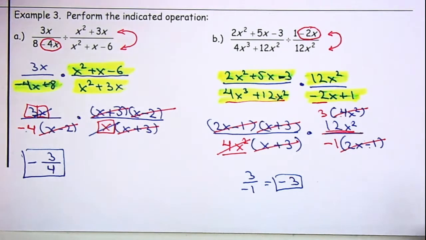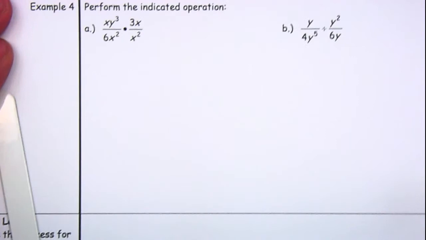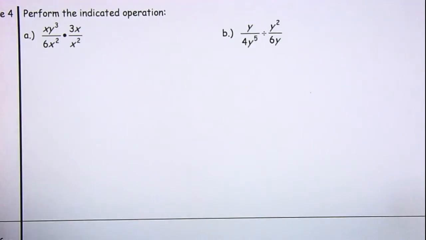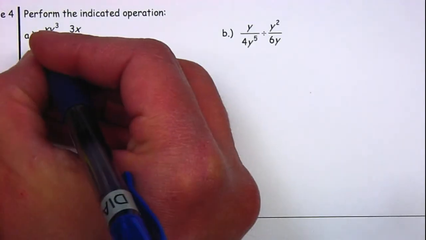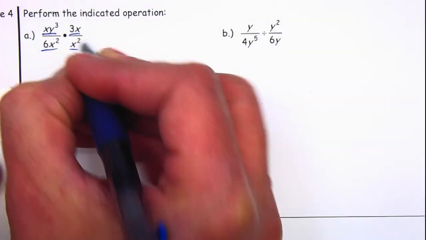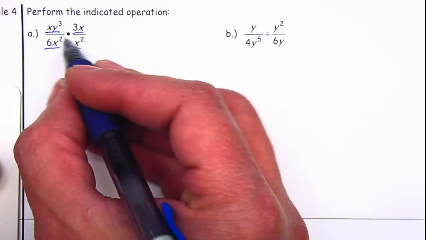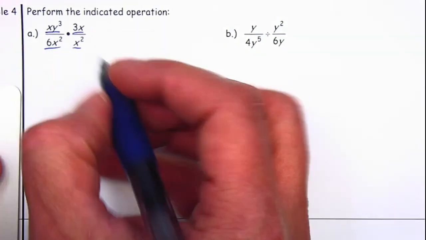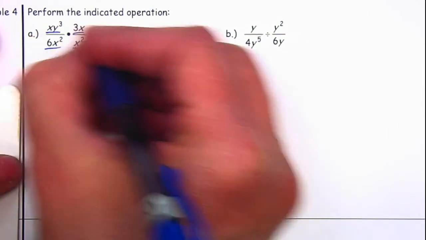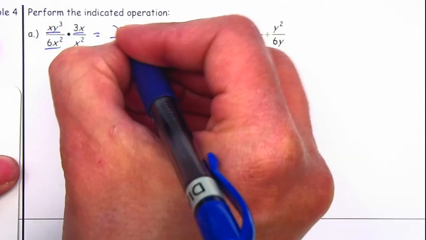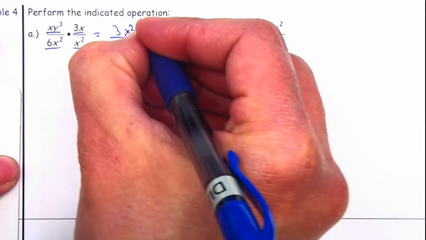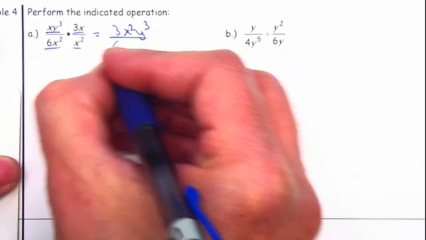Let's continue with the last example, example number 4. On example number 4, we have an easier problem. Perform the indicated operations. If you notice, we just have one-term polynomials, or monomials, that are multiplying. So whenever you only have one term, we can just multiply across. So we have a 3. How many x's do we have? 2. How many y's? 3. A 6. How many x's do we have? 4.